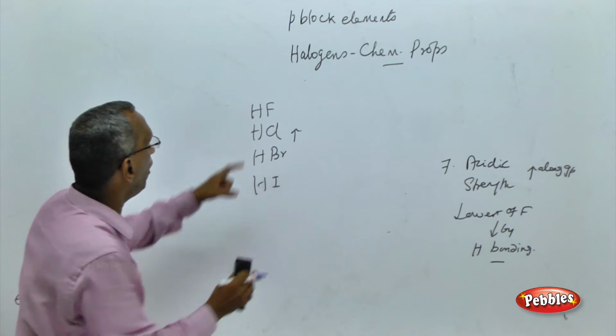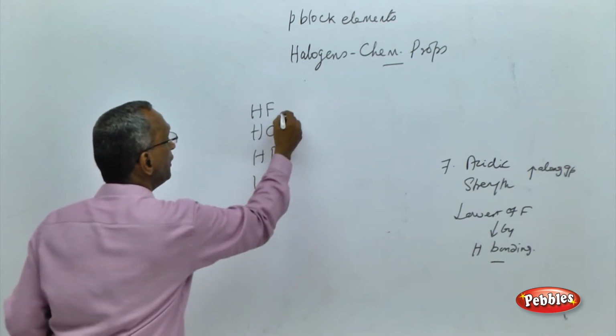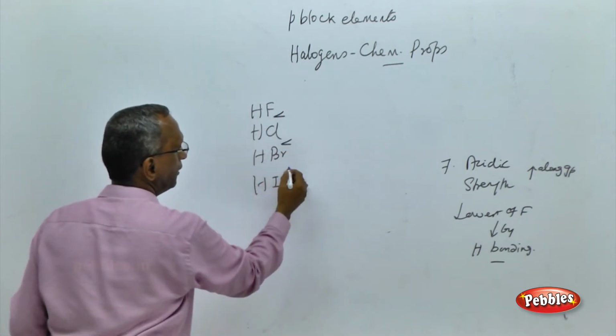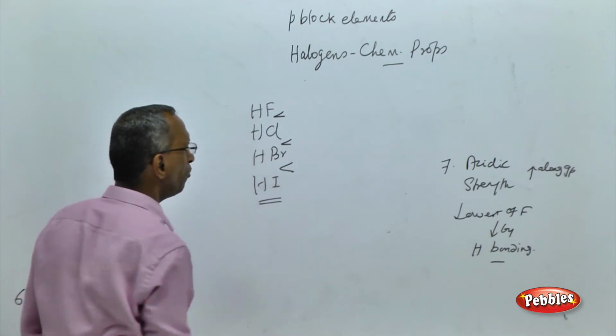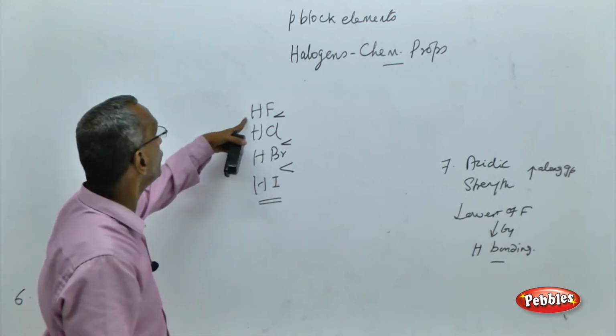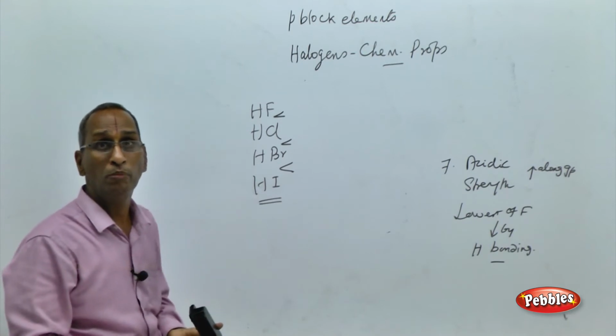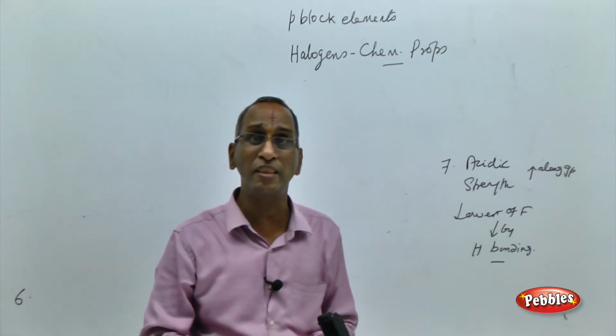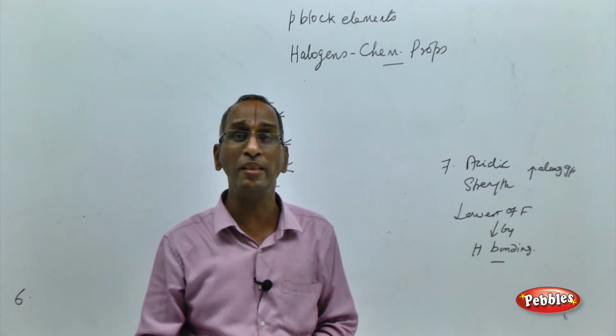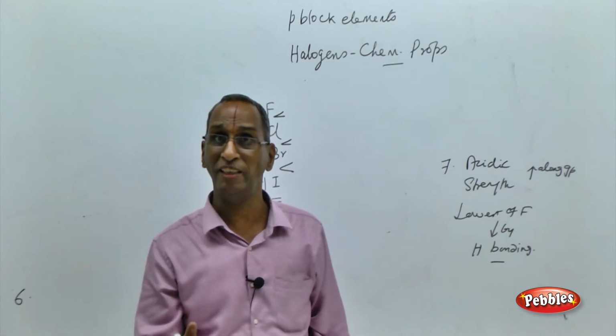So acidic strength increases along the group, which means HF is least acidic and HI is most acidic. Why is it called least acidic? So far we have seen that it is highly reactive, but now we are saying it is least acidic. Why? Acid means proton donation capacity.